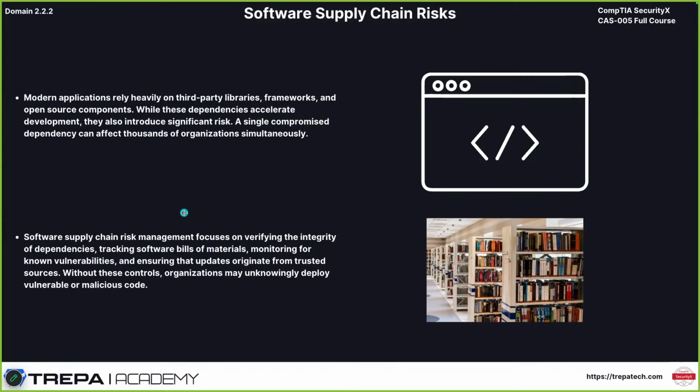Okay, now let's go over supply chain risk. I've talked about supply chain so much, so I'm not going to spend too much time on this. Software supply chain risks: modern applications rely heavily on third-party libraries, frameworks, and open source components. These dependencies accelerate development. They also introduce significant risk. So when you're integrating plugins and third-party libraries that you didn't create yourself and that are not well vetted, you could introduce risk.